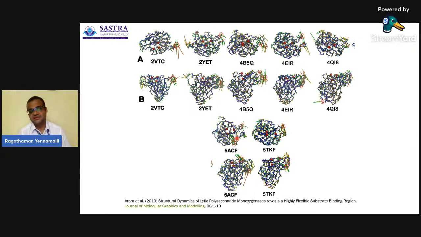So again, we did the structural dynamic study with LPMOs using elastic network models, and Radhika, Priya and Sheena were involved in this work. What you see here is that the active site residues are red in color, and these are the slowest modes, the first three slowest modes, which are orthogonal to each other. You can see that there are certain regions, and especially just like in endoglucanase, the substrate binding site has more flexibility compared to the non-substrate binding site. So this is the top view, and this is the side view of the same protein.